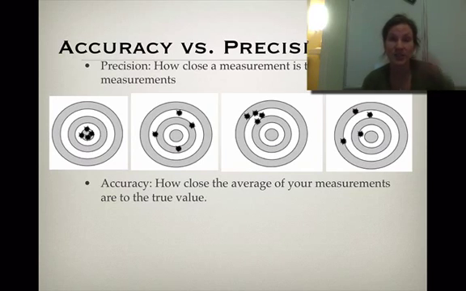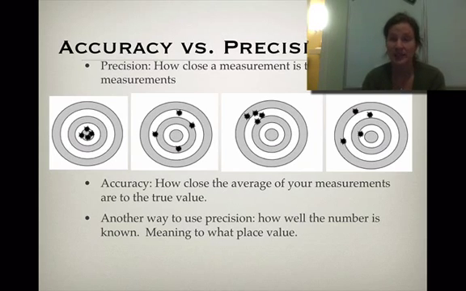The term precision is also used in one other way. When we talk about precise measurements and precise measurement tools, what we're looking at is how well the number is measured or how well the number is known. Another way to say it is to what place value the number is measured. Let me give you an example. If you measure that your volume is 10 milliliters, and then with a different instrument, you're able to measure that your volume is 10.1 milliliters, the 10.1 is considered more precise.